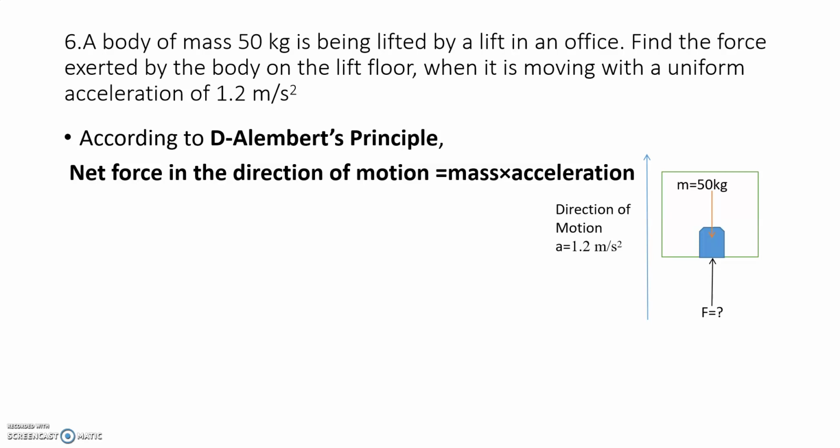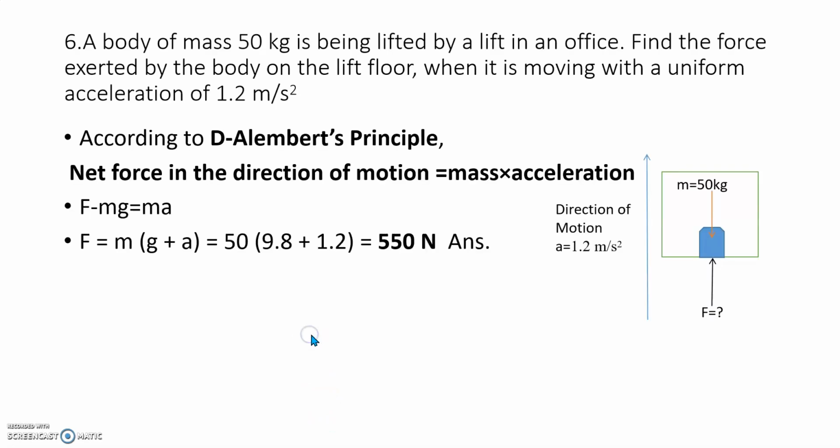So what is the net force in the direction of motion? Here we have two forces: force F acting in the upward direction and weight acting in the downward direction. We write F first since it is a positive value. So F minus mg. Why is mg negative? Since it is against the direction of motion. So mg will be negative, which is equal to m into a. Substituting the values, you will get the force exerted by the body on the lift as 550 Newton.